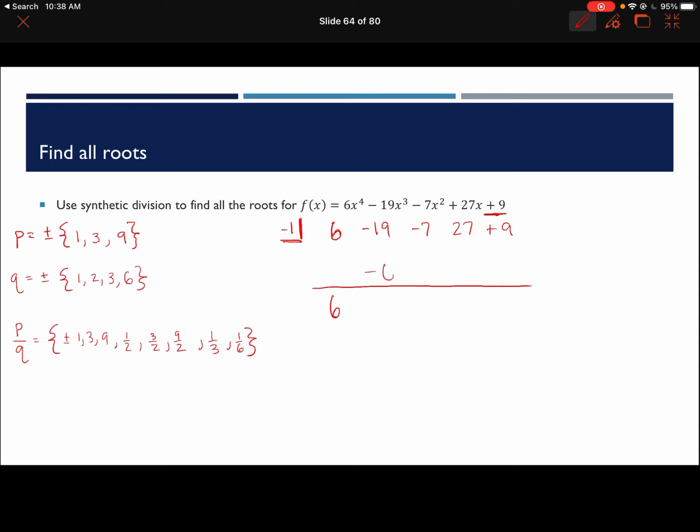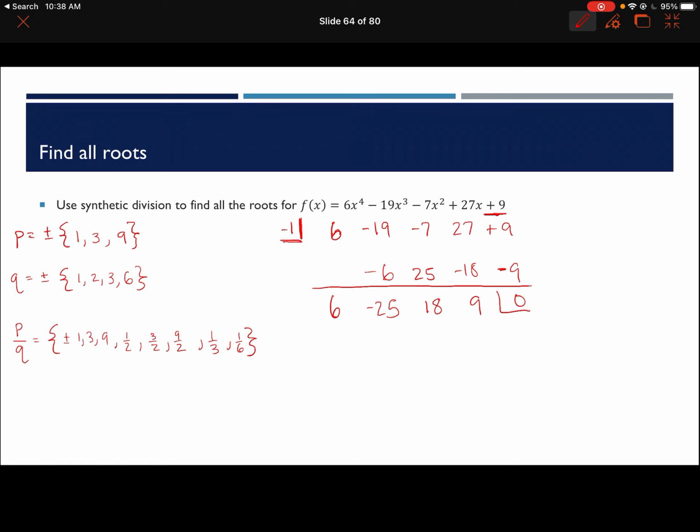-1 times 6 is -6. -19 plus -6 is -25. -1 times -25 is +25. -7 plus 25 is 18. -1 times 18 is -18. 27 minus 18 is 9. -1 times 9 is -9. And 9 minus 9 is 0.